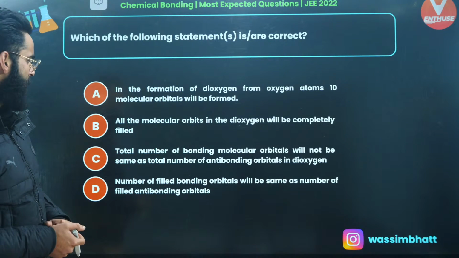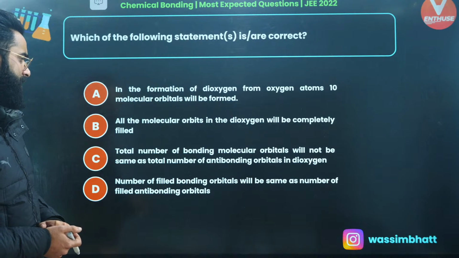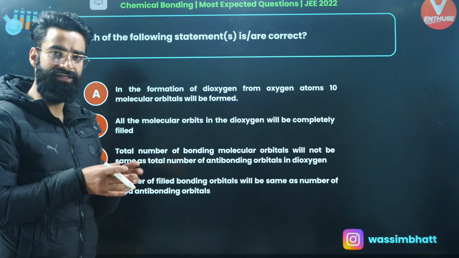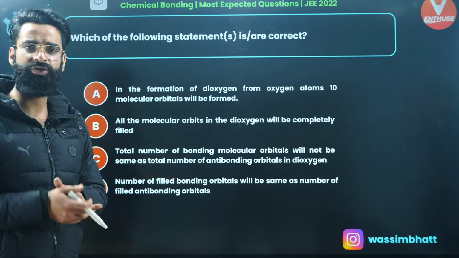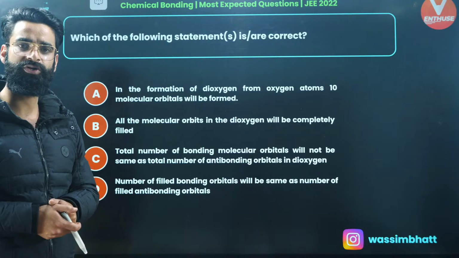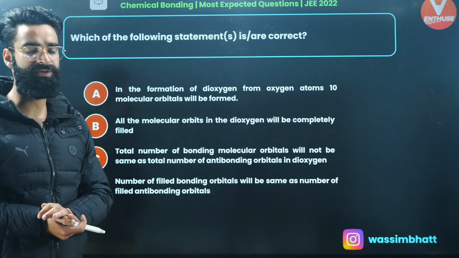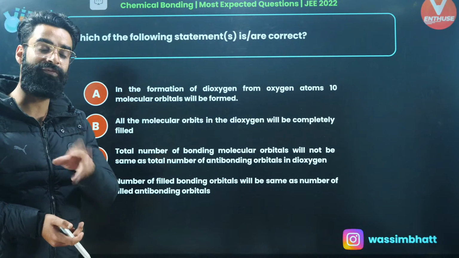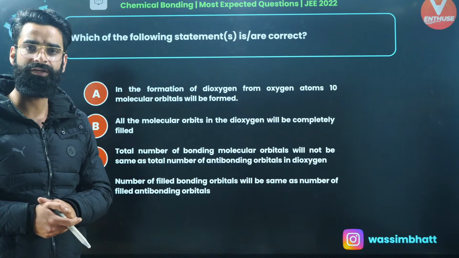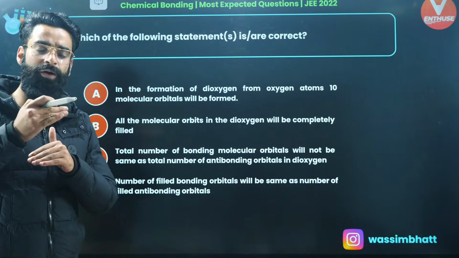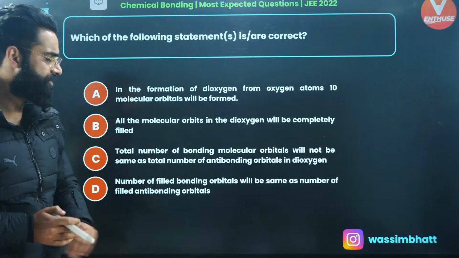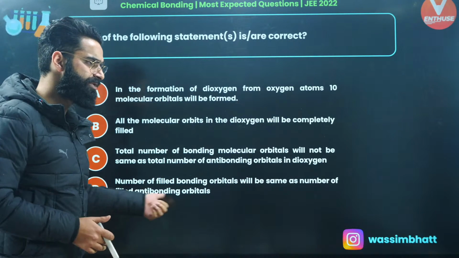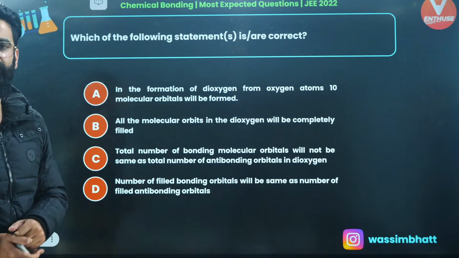Total number of bonding molecular orbitals will not be same as the total number of anti-bonding orbitals in dioxygen. Incorrect, right? When 2 atomic orbitals combine, they lead to the formation of 2 molecular orbitals. As far as LCAO, linear combination of atomic orbitals, is concerned, the number of atomic orbitals combining is always equal to the number of molecular orbitals formed, right? And out of the molecular orbitals which get formed, half will be bonding, half will be anti-bonding. So this is incorrect. This one is also incorrect. So the correct answer is basically option A, right?